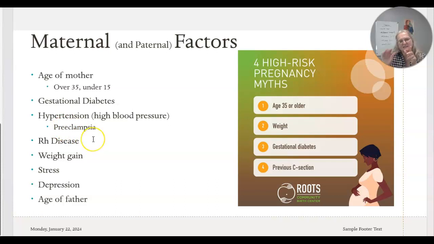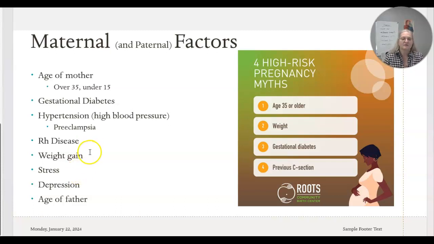Rh disease is an interesting phenomenon. Rh refers to a protein in the blood, and people are either Rh positive or Rh negative. The risk is that if the mother is Rh negative and her baby is Rh positive because they get that from their father, then the mother's blood and the baby's blood could potentially cross. The mother's immune system might begin to attack the blood of the baby. So it's important that we manage Rh factor.